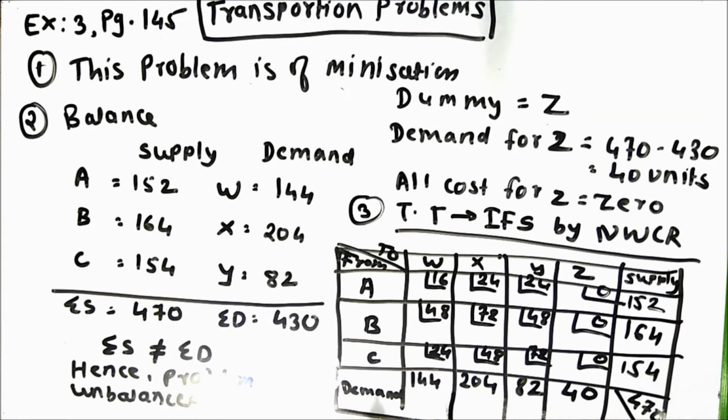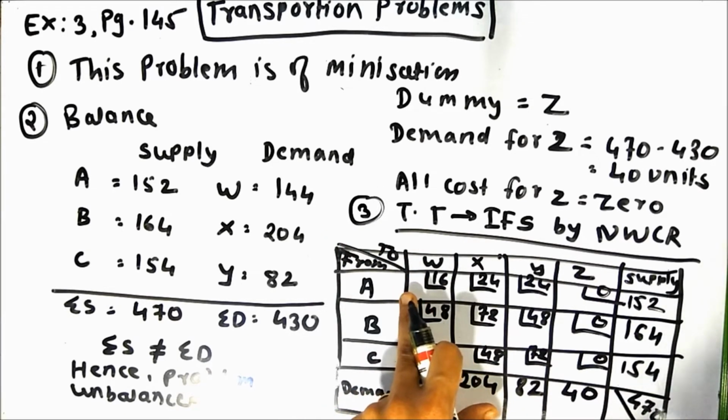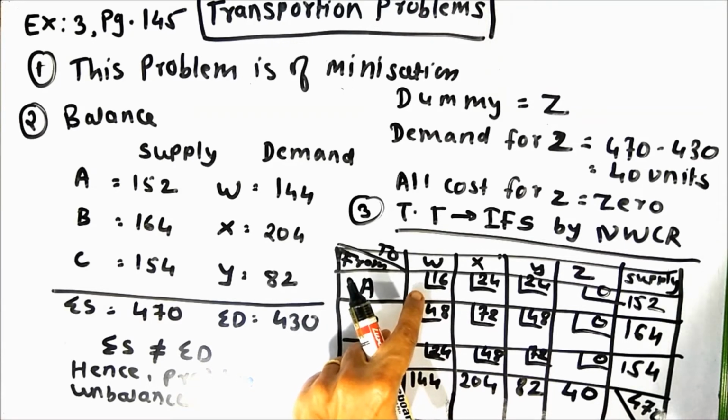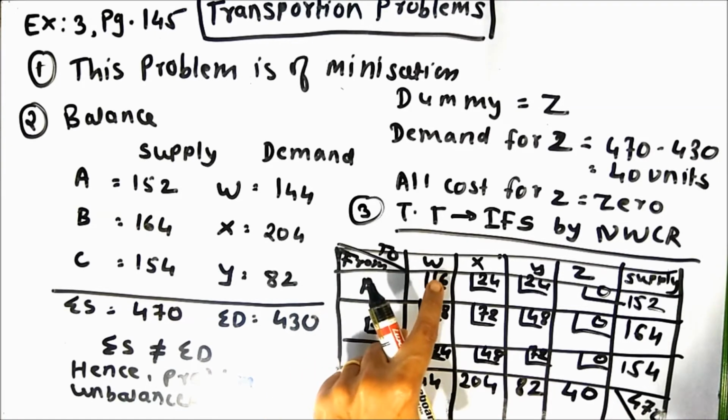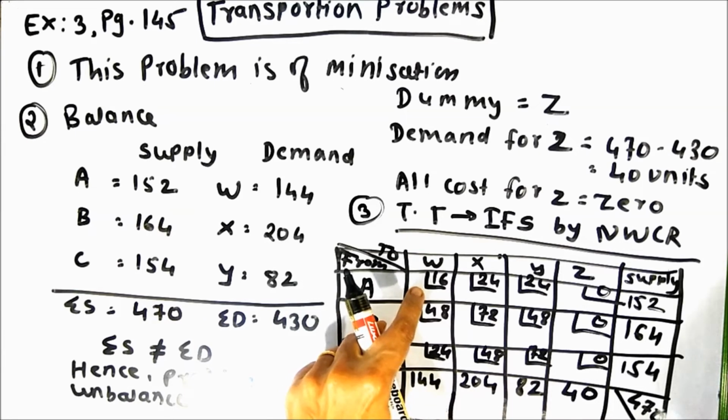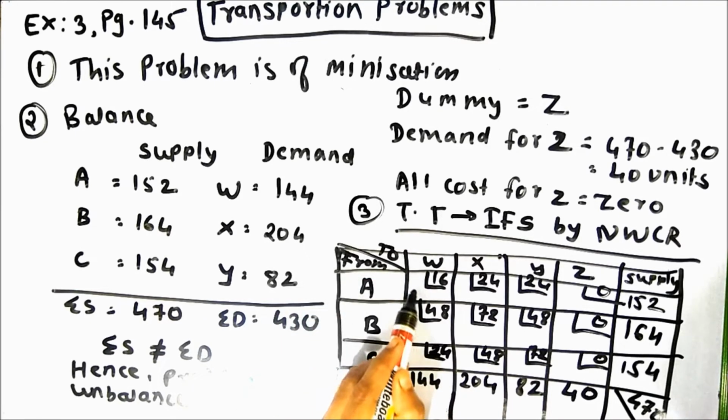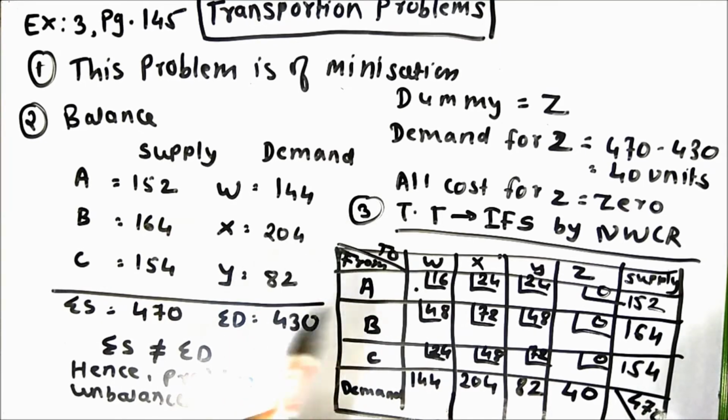So let me find the initial feasible solution by the northwest corner method. As I have already told you, in the northwest corner method we start giving allocation from the left hand corner, or the northwest side of the table. So in this table, our northwest side is this, and our first left hand cell is AW. So we'll be starting our allocation from here. That is AW, so I'll be giving my first allocation here.